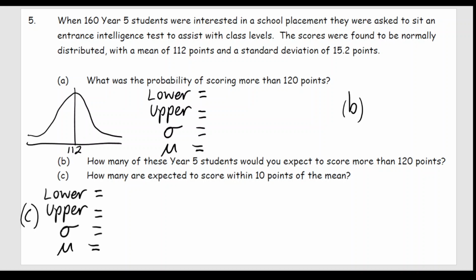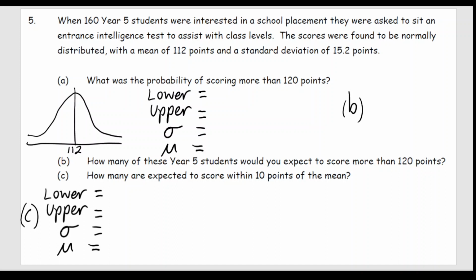So what we're going to do here is look at a test style question. First thing you should always do when you have a test question is look at all the information you actually have. So we'll read through it. When 160 Year 5 students were interested in a school placement, they were asked to sit an entrance intelligence test to assist with class levels. The scores were found to be normally distributed with a mean of 112 points and a standard deviation of 15.2 points.